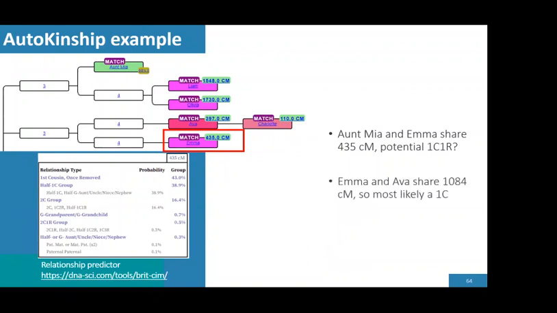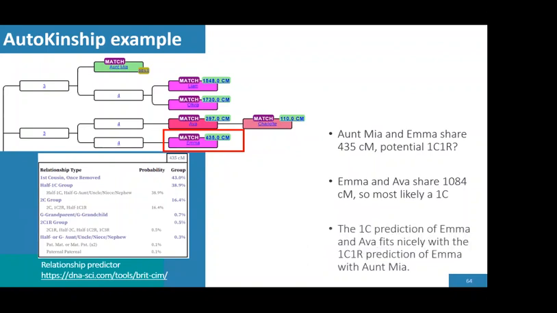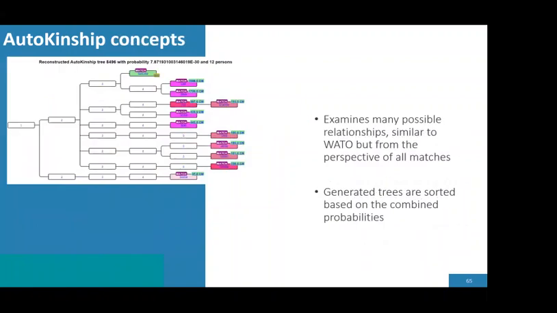Emma and Eva share almost 1,100 centimorgans, which most likely makes them first cousins. The first cousin prediction of Emma and Eva fits nicely with the first cousin once removed prediction of Emma and Aunt Mia. So, as was shown in the previous example, by examining many possible relationships, it is possible to reconstruct many trees using only the shared DNA information between DNA matches.